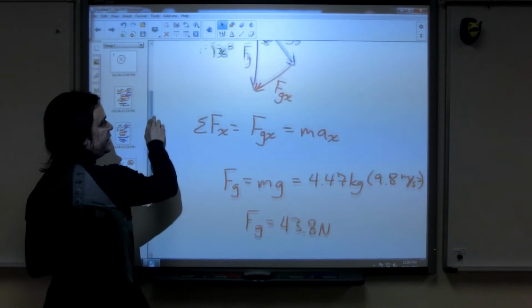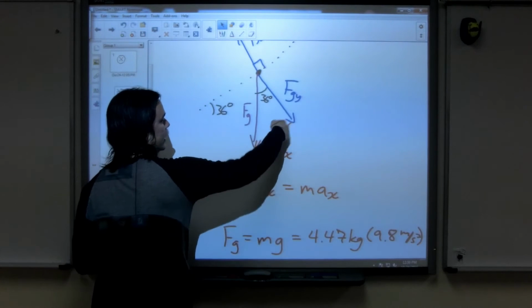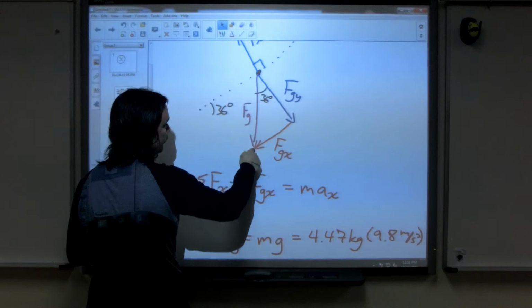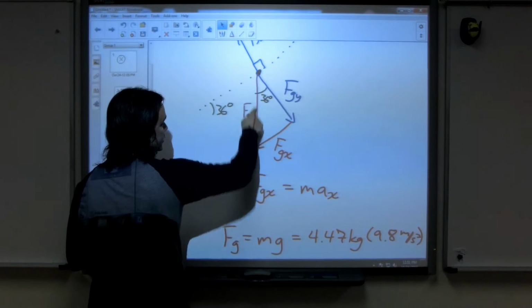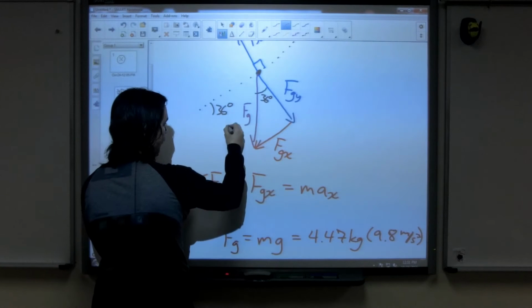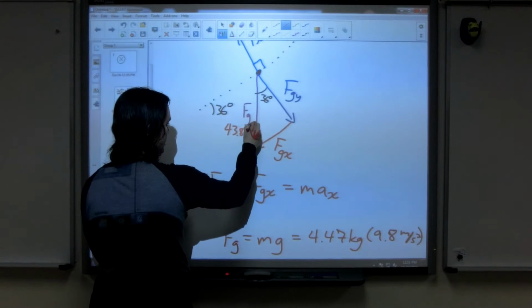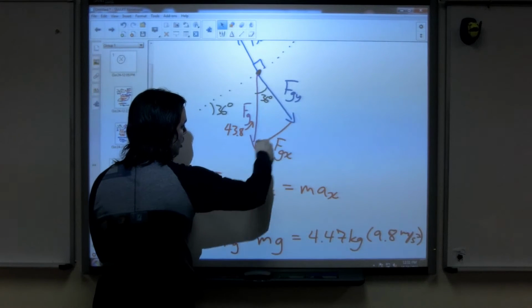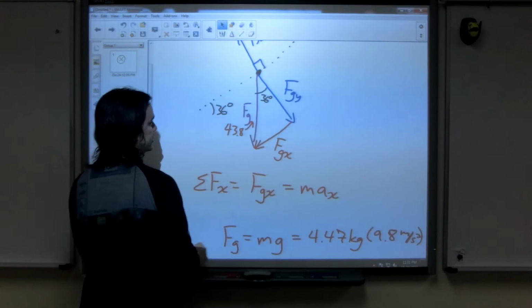This is not the entire force that's pulling it down, or I should say, this is actually greater than the entire force that's pulling it down the ramp. Because this is the full value right here, the 43.8 that we just found. Part of it is in the y and part of it is in the x. We want to find what's in the x.